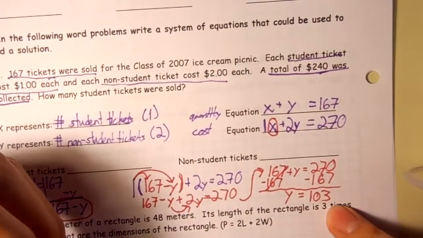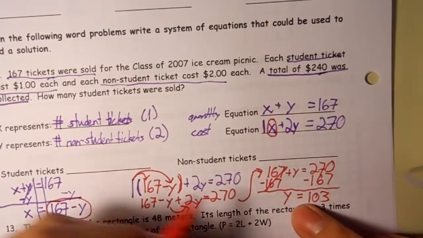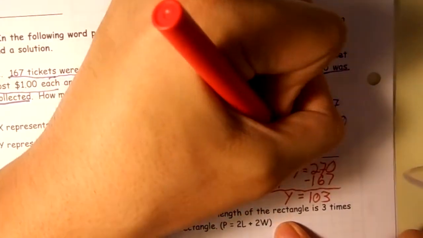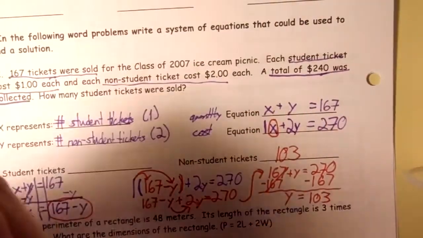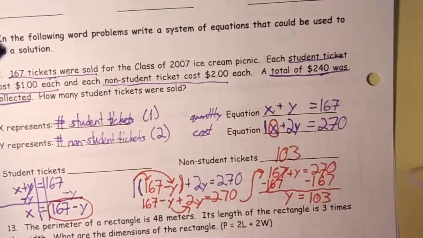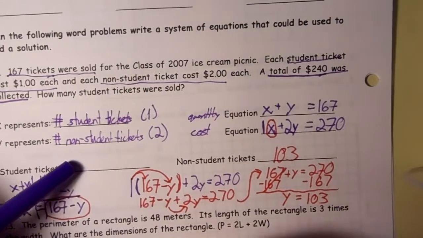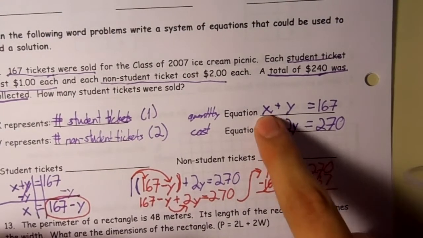So y is 103, but so what was y? That was the number of our non-student tickets. And non-student tickets sold 103. However, the question wanted to know how many student tickets were sold, and we still have to find that number here. So let's go back to this equation.